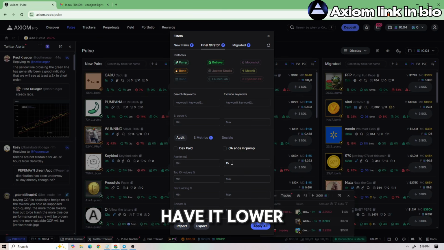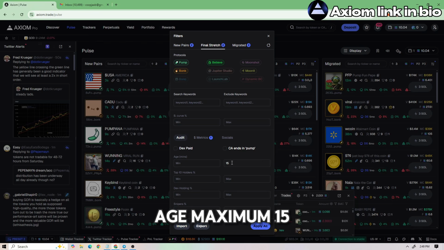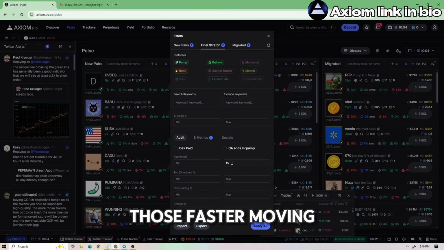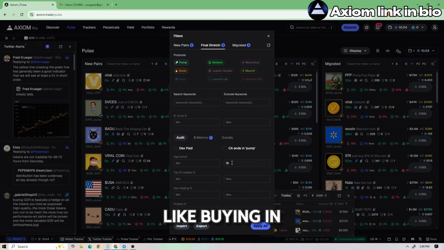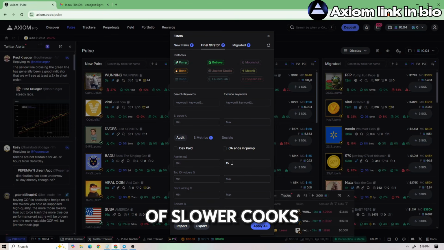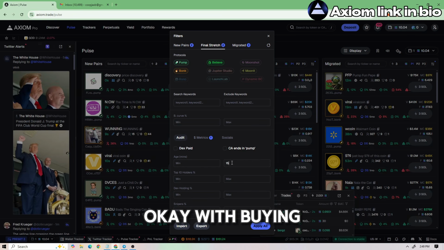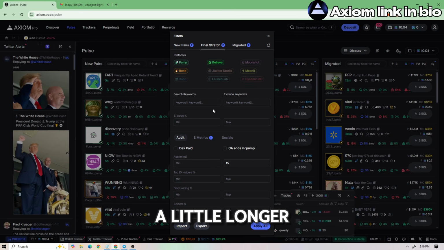So you can have it lower, like 15, like I have here, or you can have 45. Now, if you have age maximum at 15 minutes, this is if you really want to catch those faster moving coins. You don't really like buying into coins that you might have to hold for a while or are kind of slower cooks. You like those quicker moving, higher volume coins, have 15 minutes. But if you're okay with buying into a coin pre-migration and you're okay with holding it for a little longer, slower cooks, then up it to 45 minutes.